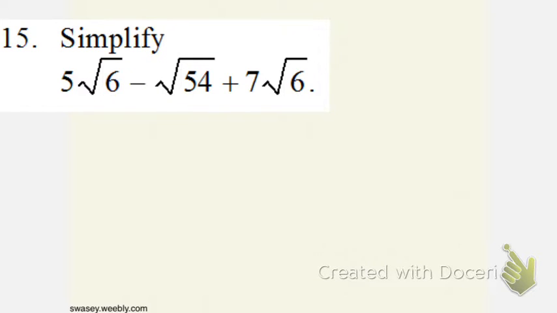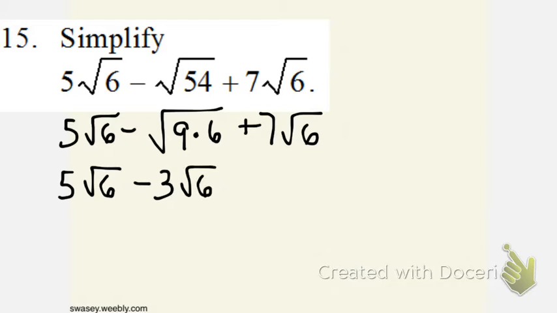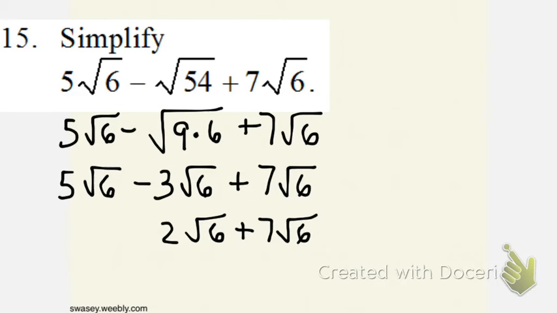Here we can rewrite square root of 54 as 9 times 6. Square root of 9 is 3. And now we can add and subtract from left to right. These are all like radicals. 5 root 6 minus 3 root 6 is 2 root 6. And then add the 7 root 6 and we get 9 root 6.